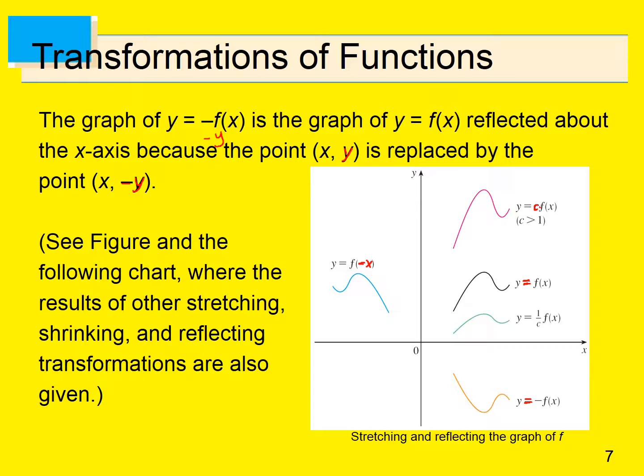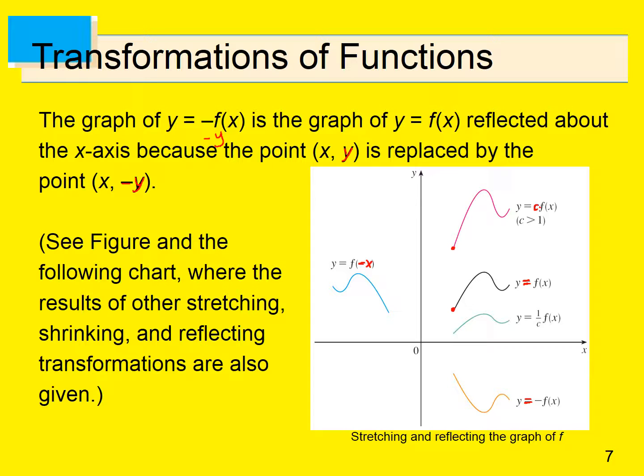But what if c were 2? Then every point on the graph is going to be double the distance from the x-axis that the corresponding point on the original graph was. In this case, it looks like, well, maybe 3 times. I don't know.